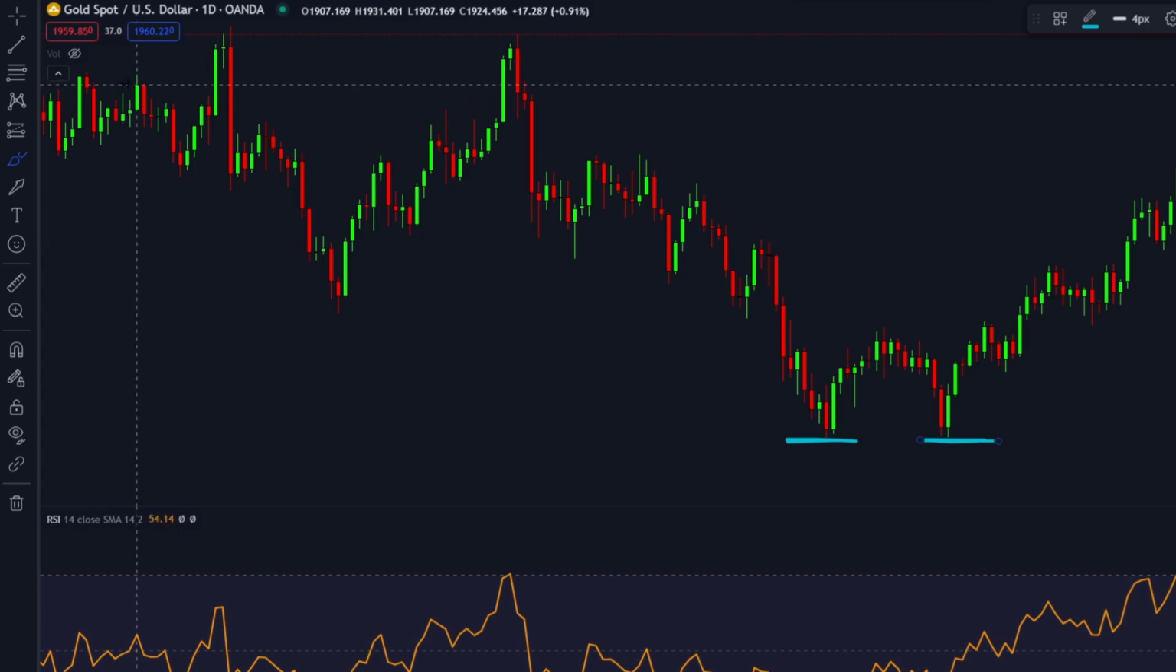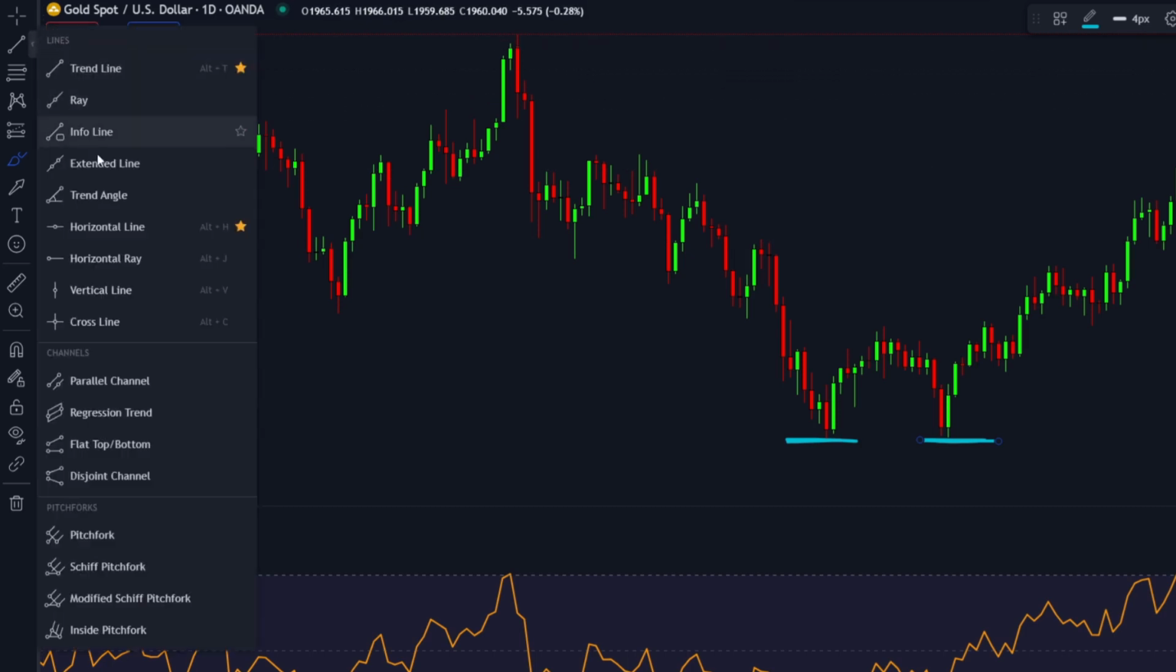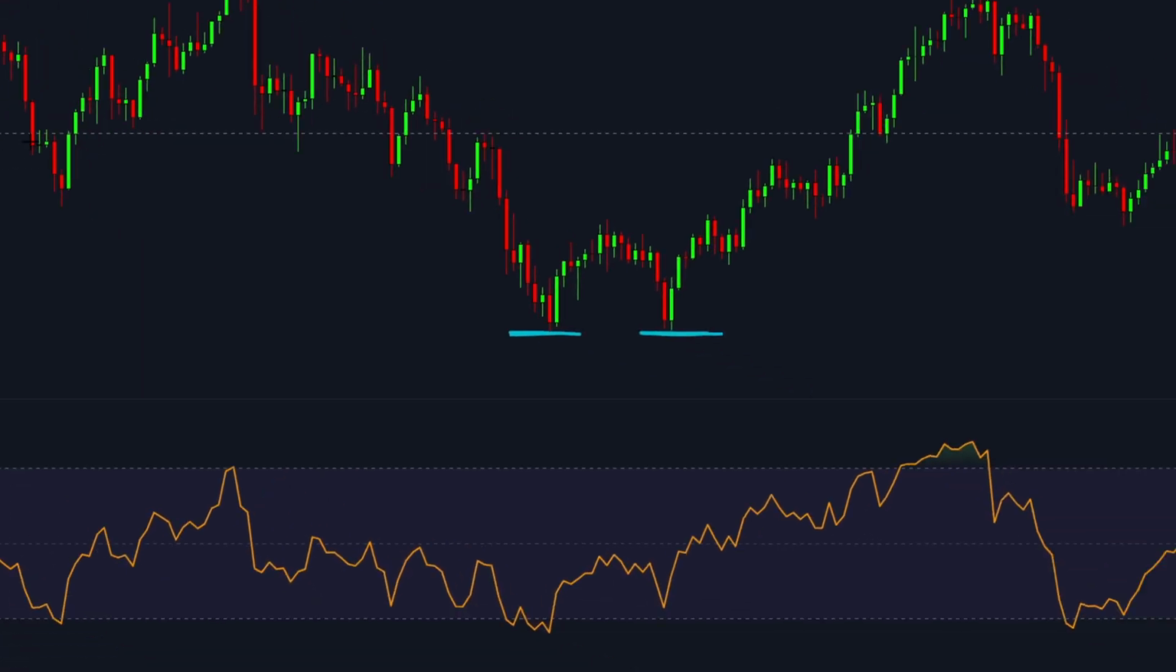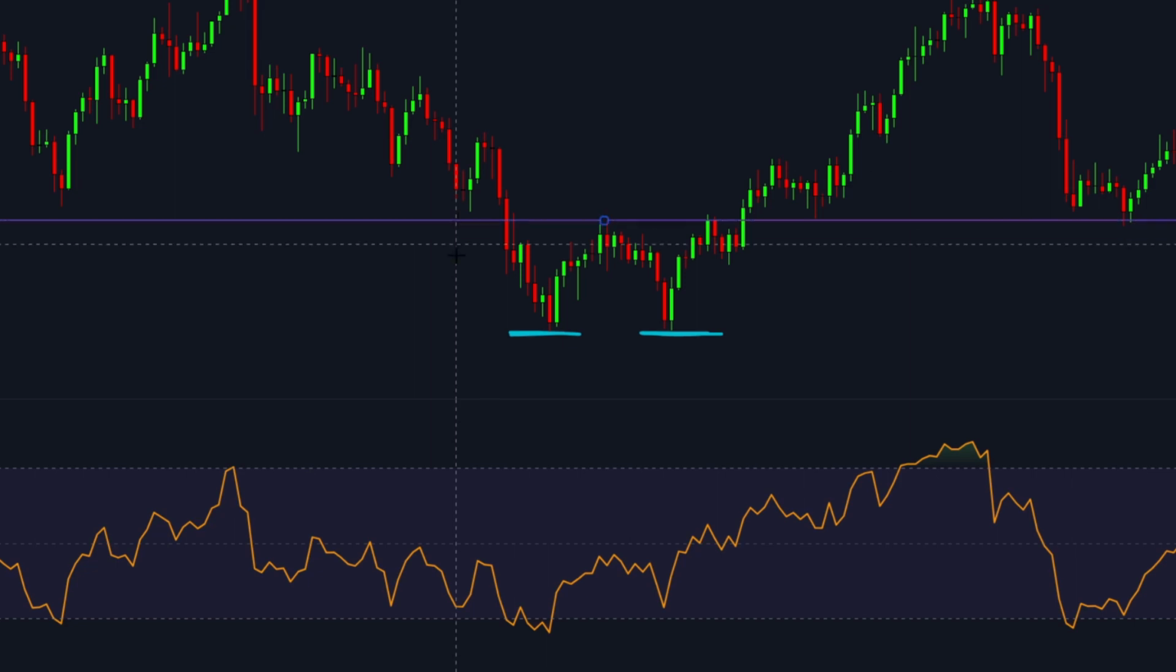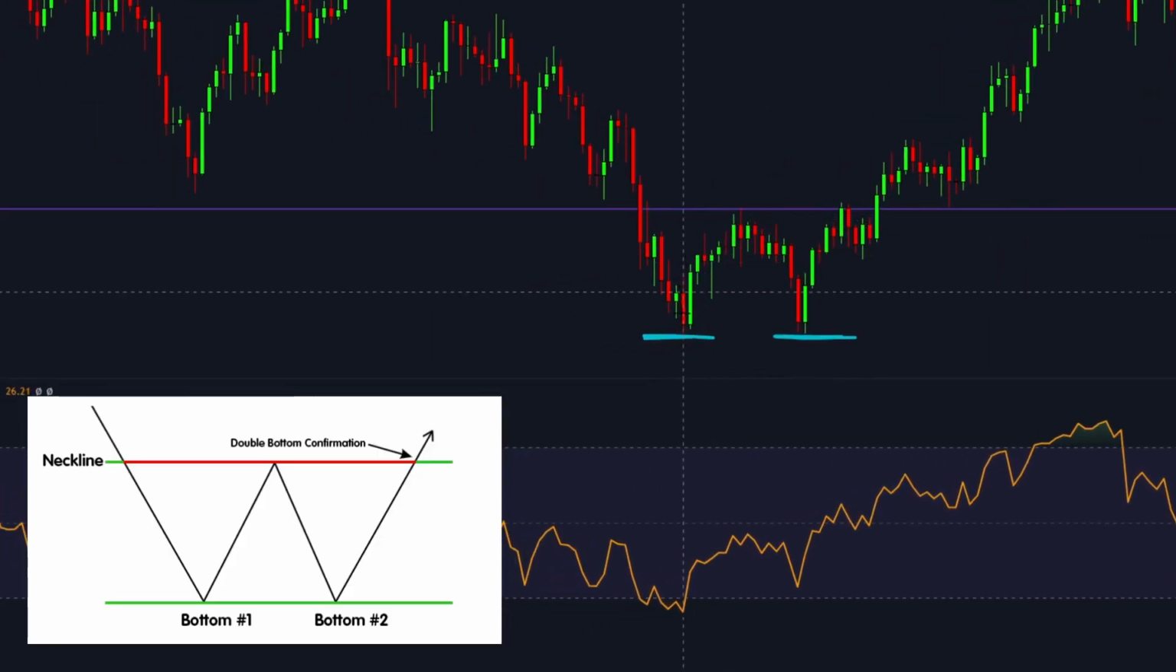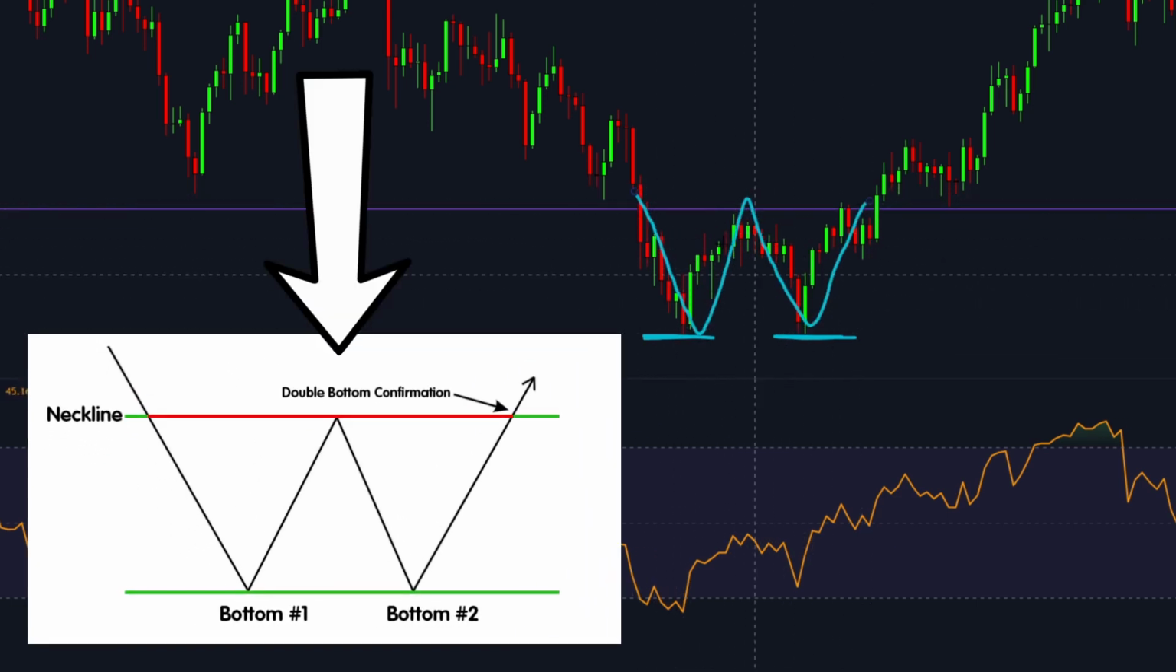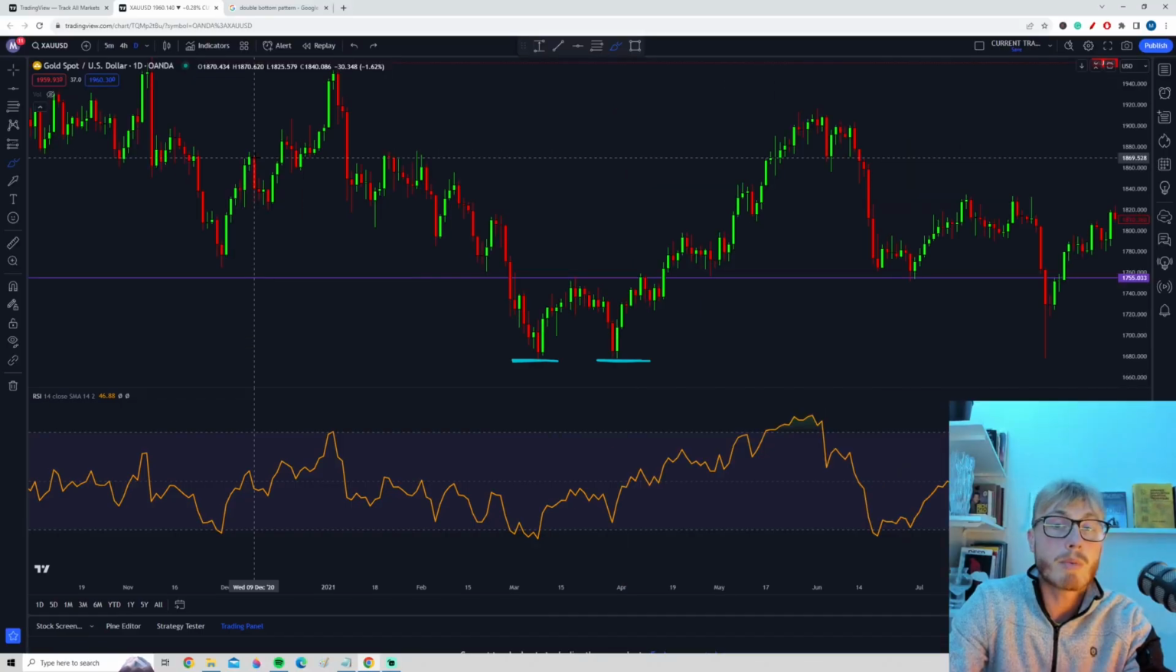The second thing you want to do is that you want to go up here and you want to open up your horizontal line, and you want to draw a line here at the high point, which is in between the 2 lows. So the pattern basically looks like a W. You can see we have 2 bottoms like this. And now you may wonder, how does the RSI play into this pattern?